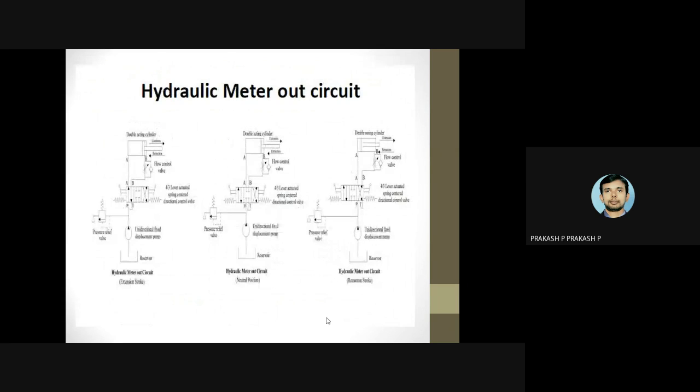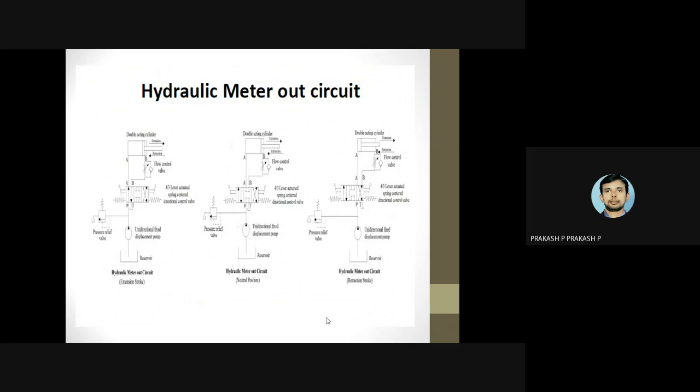Next is the hydraulic meter-out circuit. I already told you the variable flow control valve and check valve are placed at the rod end of the cylinder, that is the cylinder output, so we call it a meter-out circuit. At the neutral position there is no fluid flow to the cylinder; the fluid from the reservoir is pumped to the direction control valve. Now port P is closed, so with the help of the pressure relief valve the oil is directly stored into the tank. This is for the neutral position.